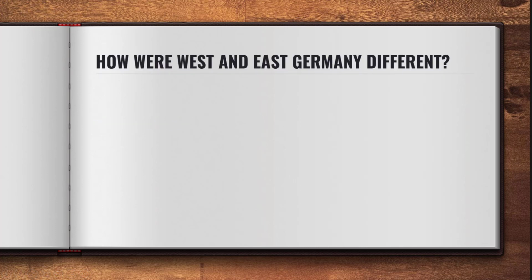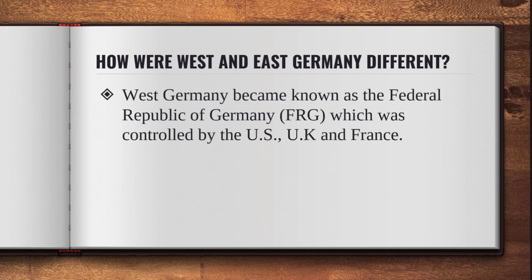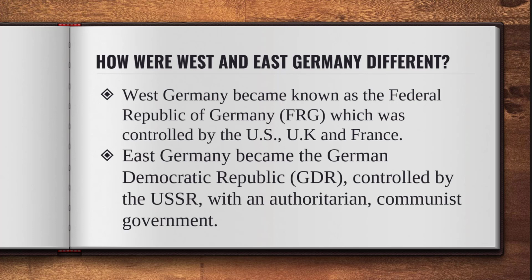How were West and East Germany different? They were divided because pretty quickly after Berlin was divided and went from being in 4 parts to just 2 parts, Germany did as well. So West Germany became known as the Federal Republic of Germany, or the FRG, which was controlled by the US, the UK, and France. East Germany became the German Democratic Republic, which wasn't democratic, and it was controlled by the USSR, the Soviet Union, with an authoritarian, total authority, and a communist government.